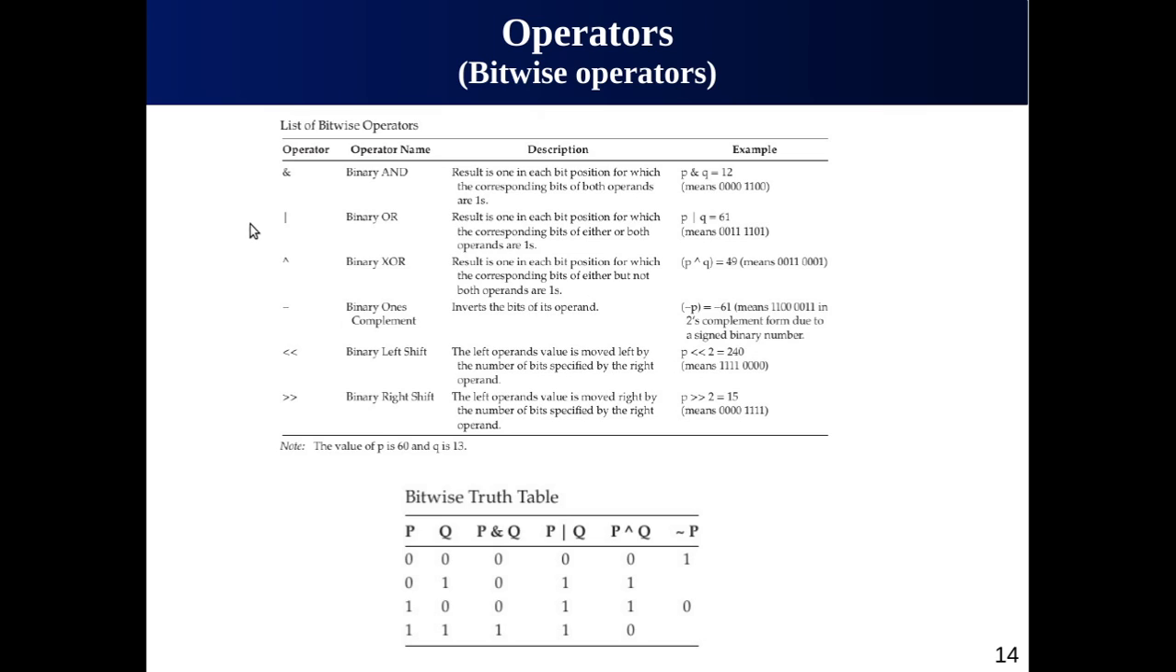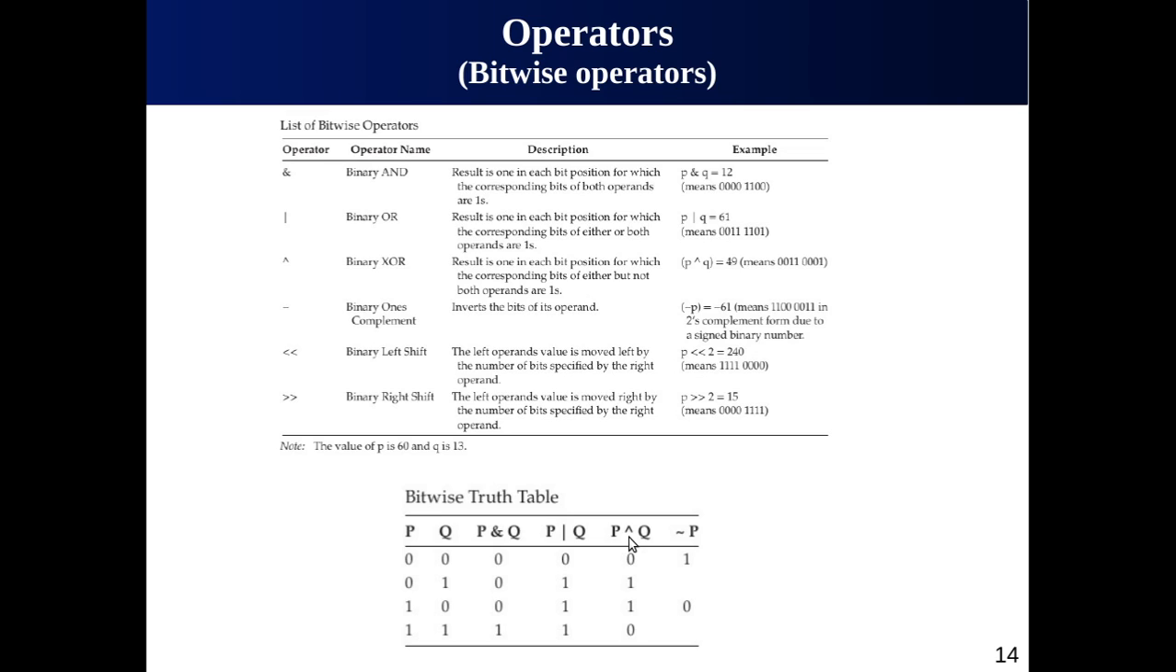Then we have the bitwise OR operator. We actually apply it on individual bits, 0s and 1s. In this case, the output will be true if both of them are true or if any one of them is true. It will be false only if both of them are false. So in this case, you can see that for the values of P and Q, if both of them are true, then the output is true. If any one of them is true, then the output is still true. But if both of them are false, then the output is going to be false. This is the bitwise OR operator.